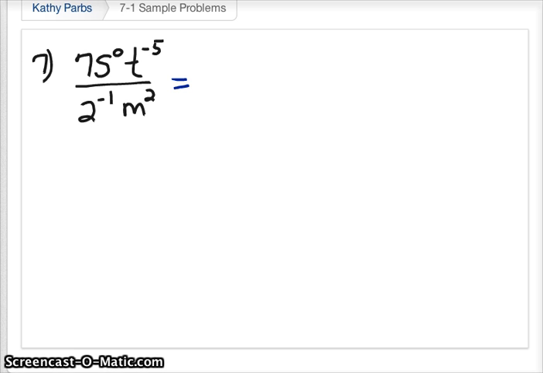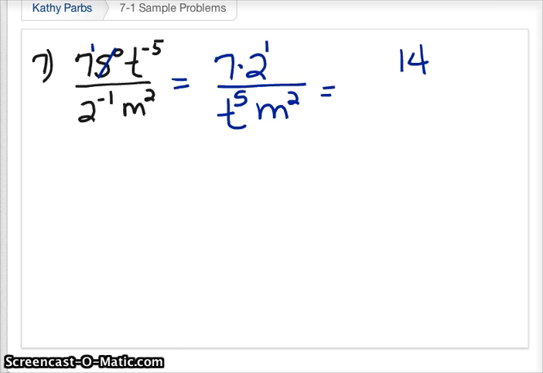Okay. In this problem, 7 has an exponent of 1, and everything else has an exponent on it. So the exponent on 7 is positive. It'll stay where it is. S to the 0 will become 1, so that essentially goes away. T to the negative 5 will move to the denominator and become positive. 2 to the negative 1 will move to the numerator and become positive. And m squared is a positive exponent, so it will stay in the denominator where it is now. 7 times 2 is 14, so we have 14 divided by t to the 5th m squared.